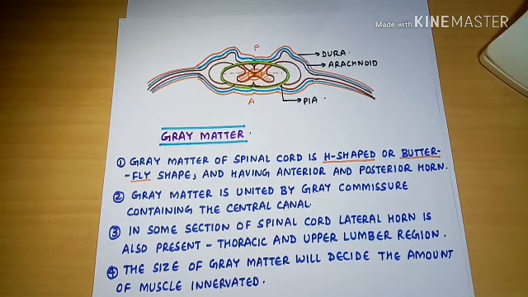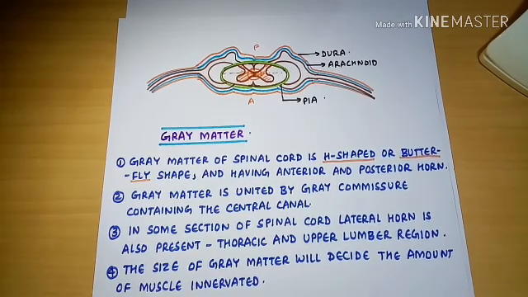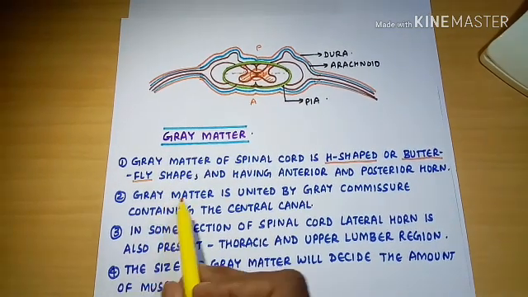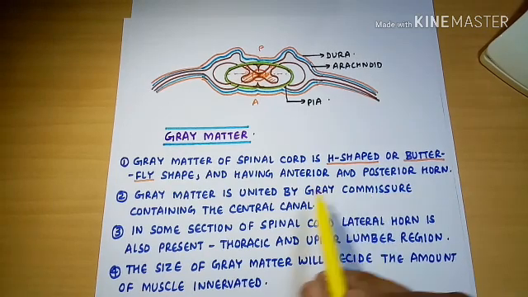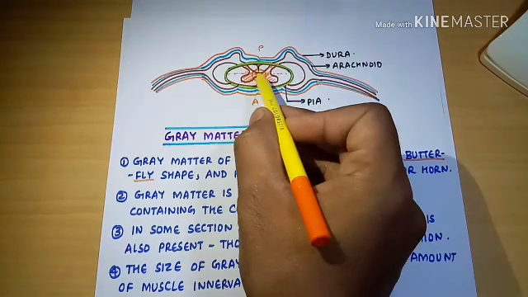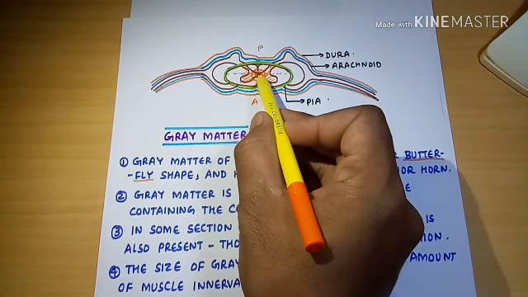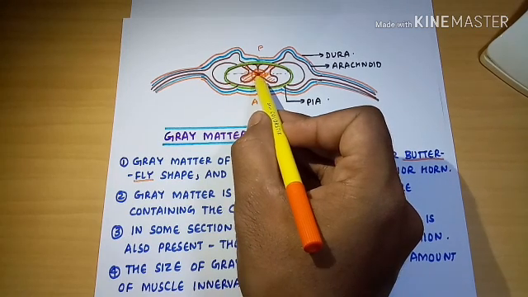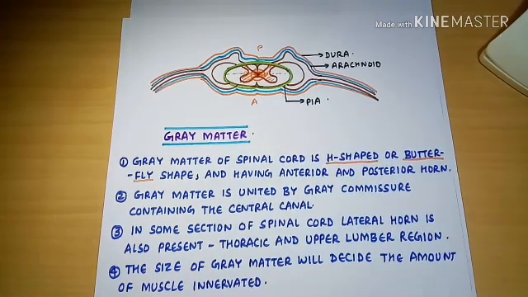In some places of the spinal cord, the lateral gray column is also present, which is a third column of the spinal cord. So the gray matter of the spinal cord can be divided into different layers called the Rexed laminae. Okay, so this is the gray column. The gray matter is united by the gray commissure containing the central canal. So this part is called the gray commissure, which has the central canal in between.